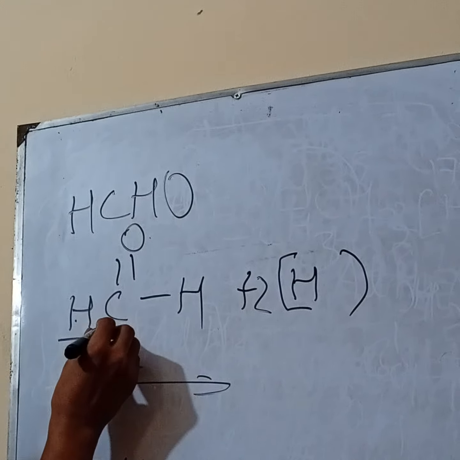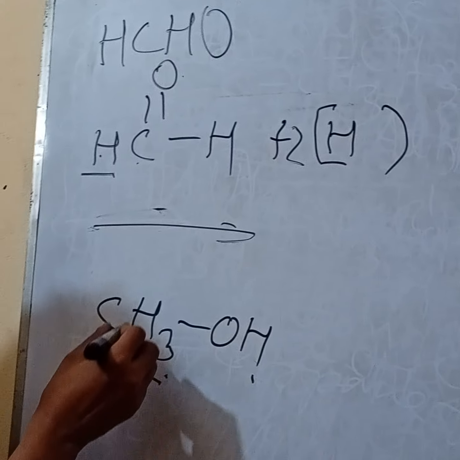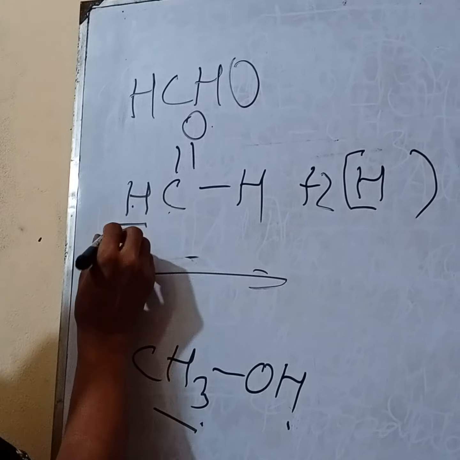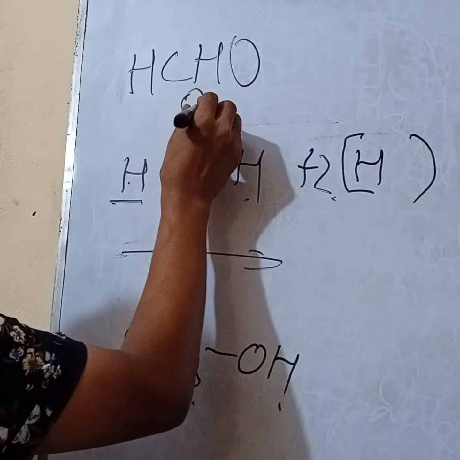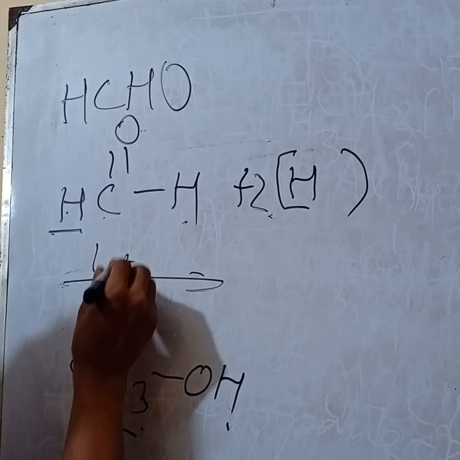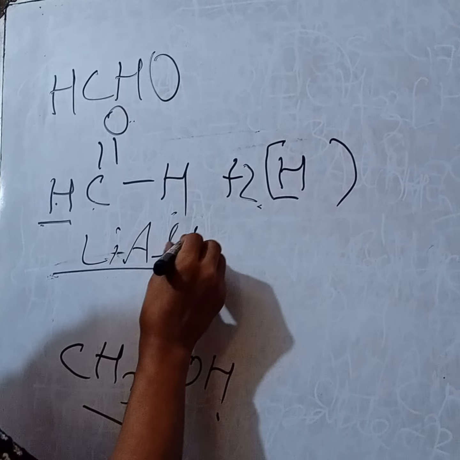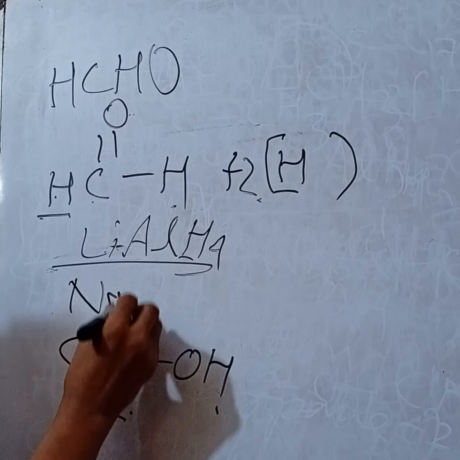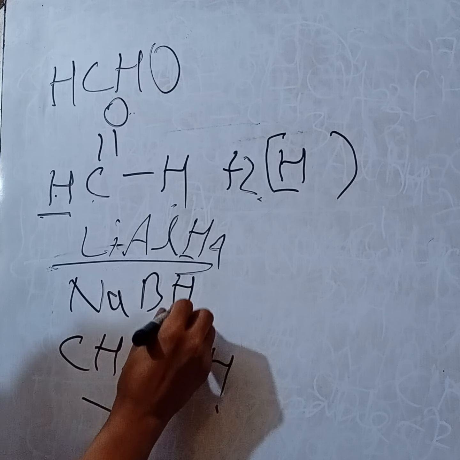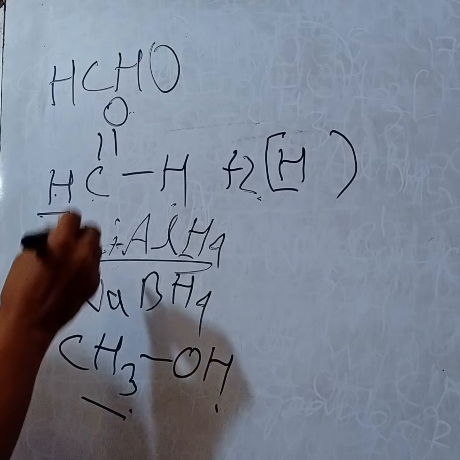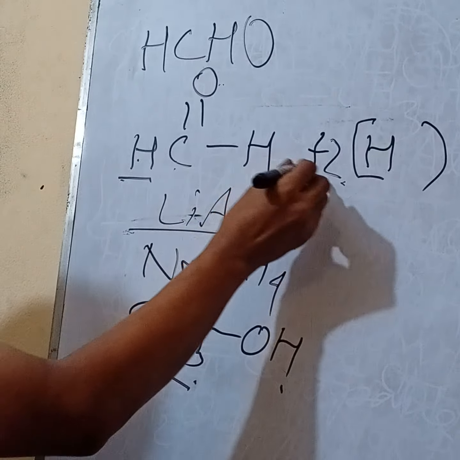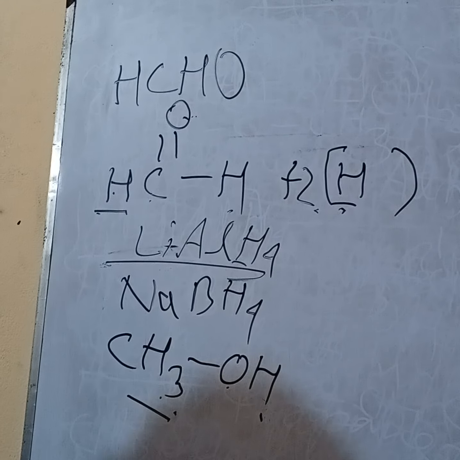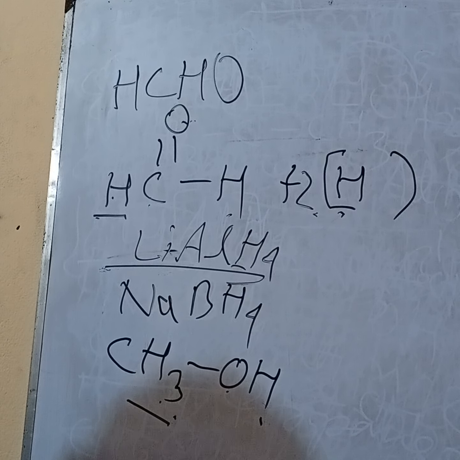CH3OH, and that is the CH2 OH. Lithium aluminum hydride, hydrogenation, or sodium borohydride, gives CH2 OH with 2 hydrogen reduction. Methanol.